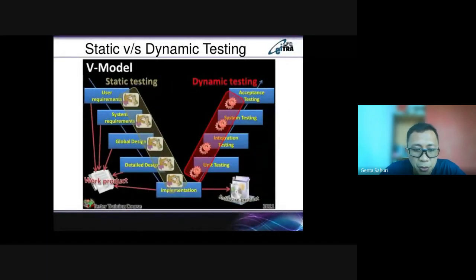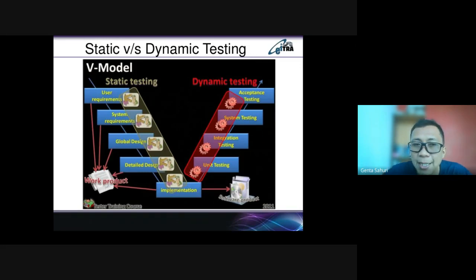So this is a picture about the comparison between static and dynamic testing. As I mentioned before, the software development lifecycle involves some steps like user requirements, system requirements, global design, detailed design, and implementation of the code. Each of these steps will produce several documents, and all of those documents need to be checked before we continue to the next step.